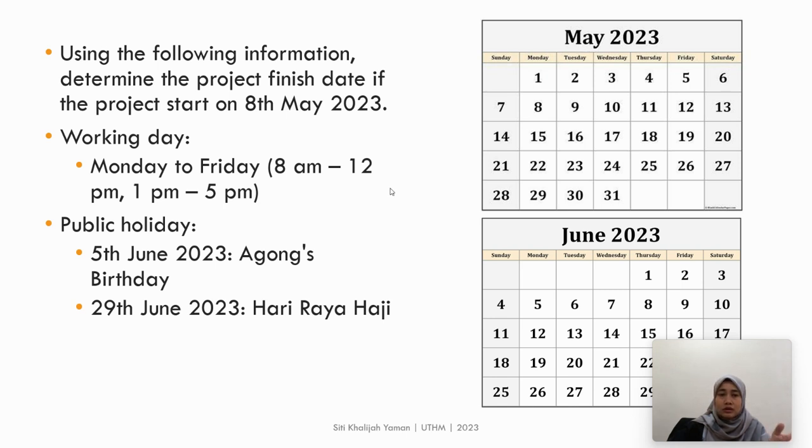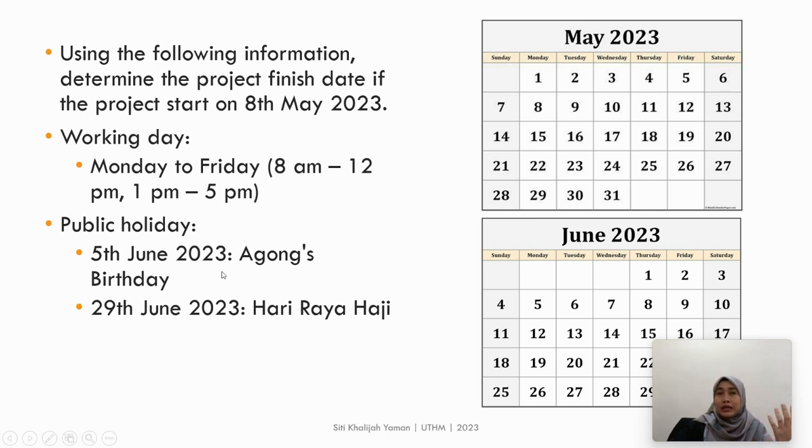In the afternoon, after resting for 1 hour, you start work again at 1 p.m. until 5 p.m., from Monday to Friday. You work 5 days in a row, and then you have to identify the public holidays involved. Let's say you have a public holiday on the 5th June, which is the Agong's birthday, and on 29th June, which is Hari Raya Haji, for 1 day only.